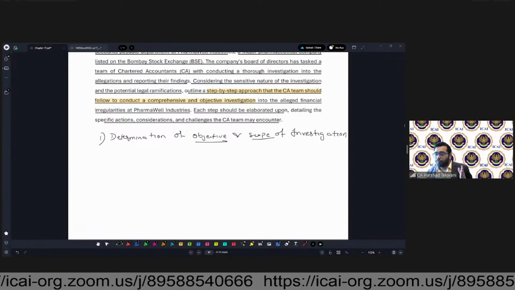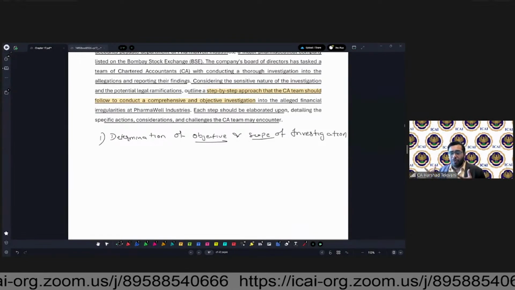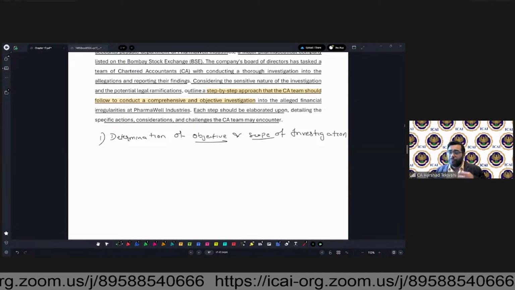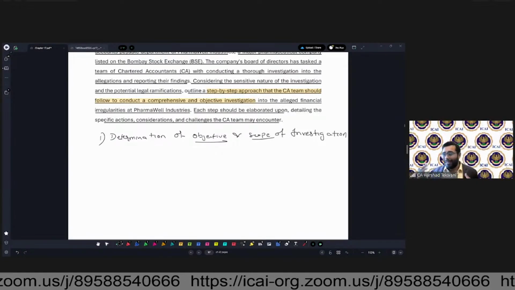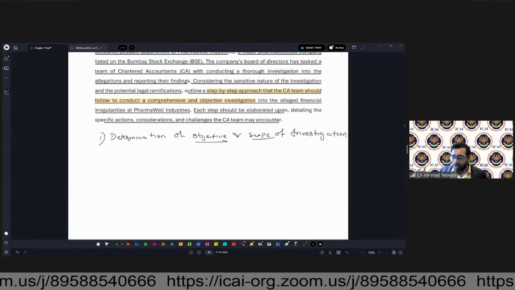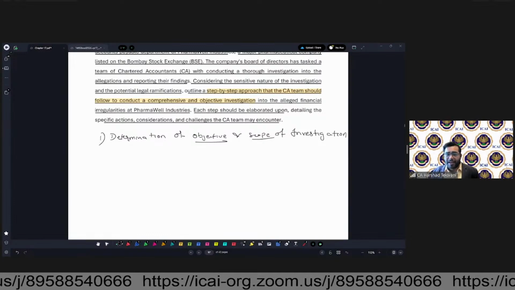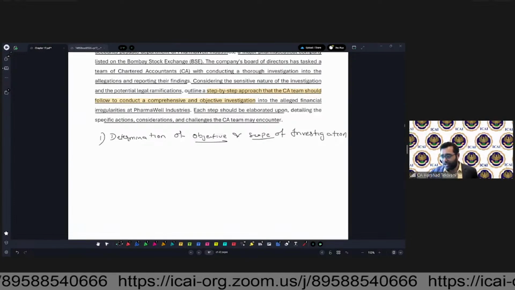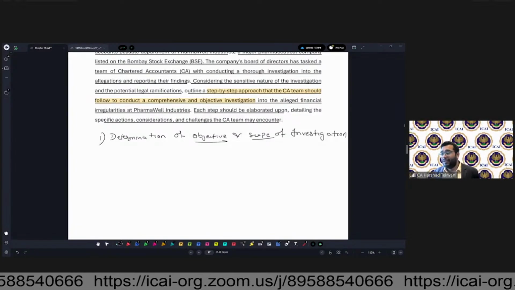So on one side I will be defining the objective, on the other side I will be defining the scope. Based on the objective, the scope will be defined, and accordingly I will define the objective and scope of the investigation. That will be the first step that I will do.